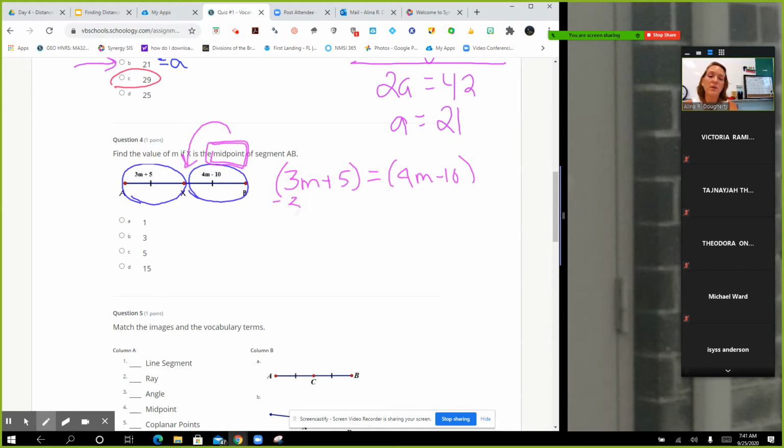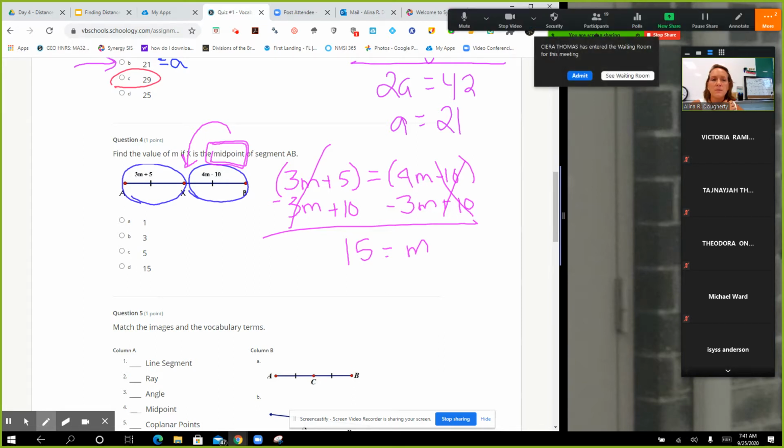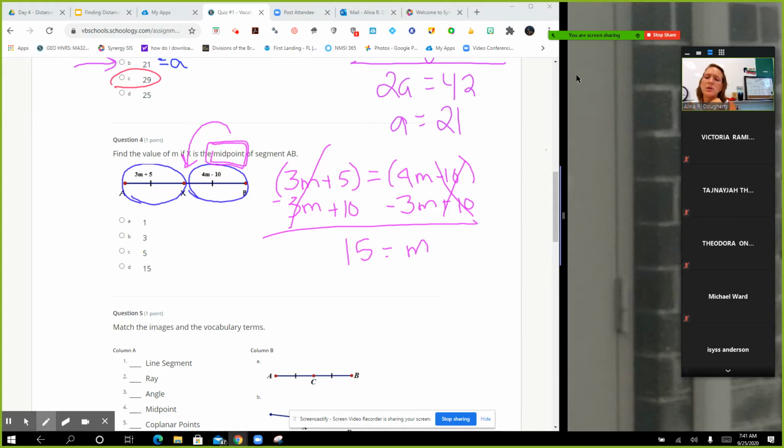So I'm going to subtract 3m from both sides because I like getting rid of my smaller variables. If I move my variables to the right, I can move my numbers to the left. So I can do this all in one step because then my 10s cancel out. 4 minus 3 is m, and 5 plus 10 is 15. Did I do that right? Does anybody see any problem with that? So find the value of m if X is the midpoint of AB. So is 15 not the right answer?